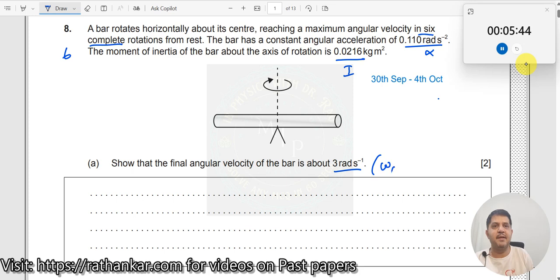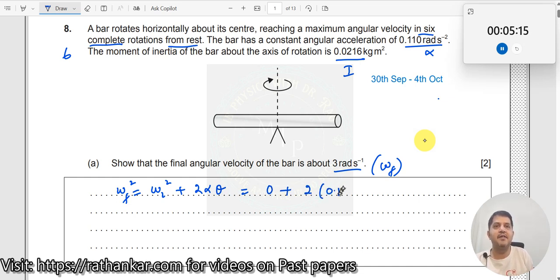What is to be asked? Omega f is to be found out. So which equation will you use? You can use the equation omega f square is equal to omega i square plus 2 alpha theta. This is nothing but v square equal to u square plus 2as, the same formula. So now what is omega i? It says a bar rotates about its center, the bar has a constant acceleration, it started from rest, which means omega i is equal to 0, plus 2 into alpha.